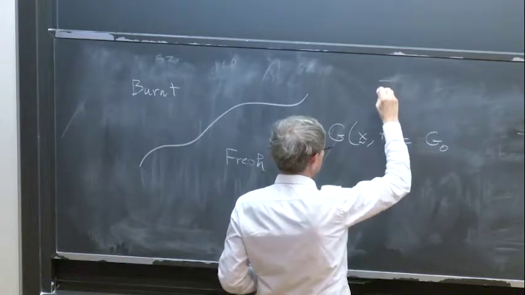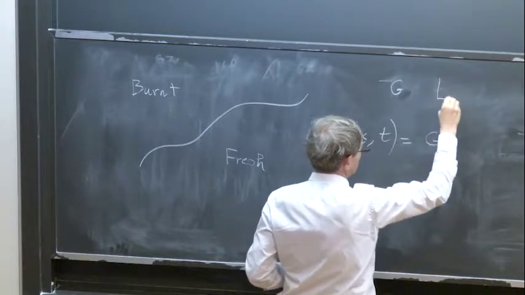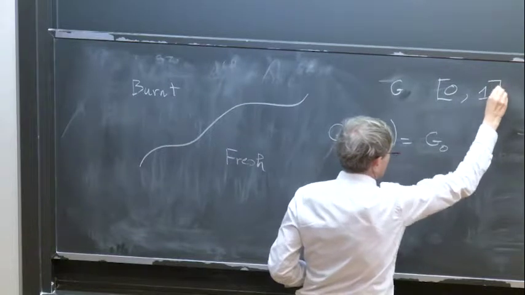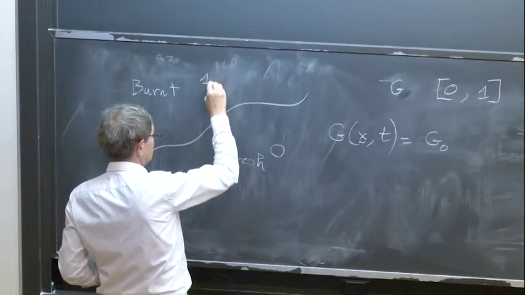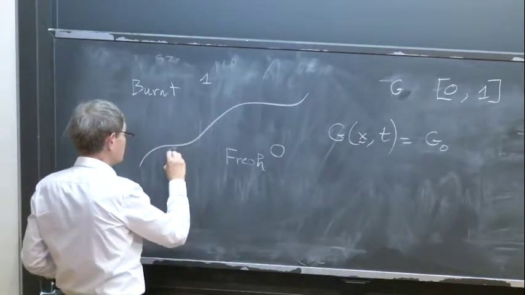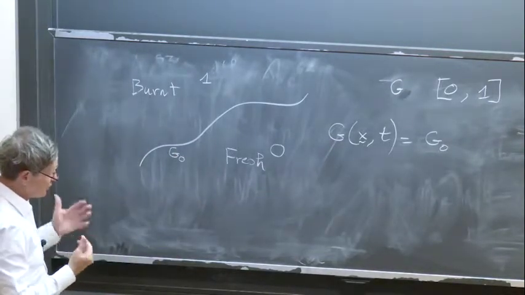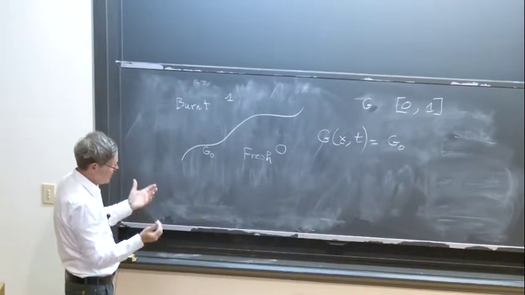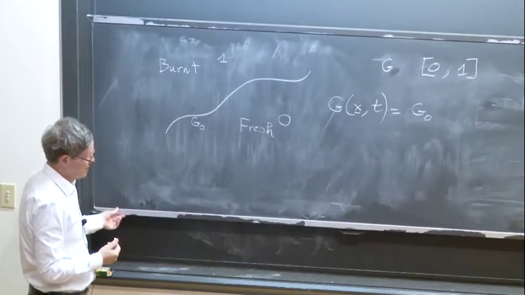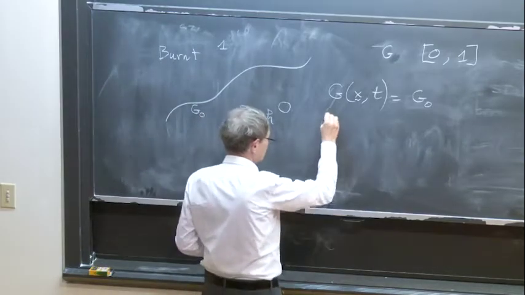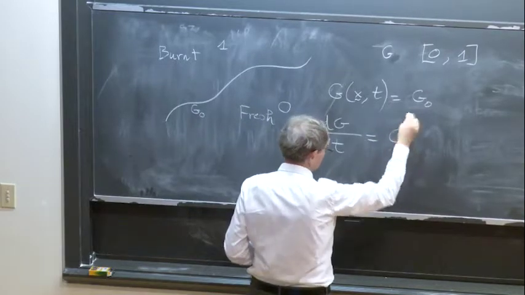G is a quantity which goes from 0 to 1. So, for example, you can say G is equal to 0 in the fresh stream, G is equal to 1 in the burned stream, and G0 is one of the isosurfaces, for example, 1/2 or something, that characterizes the flame. So what can one say for that? One can say that if we take the derivative of G by dt, this is 0, because G0 is a constant.